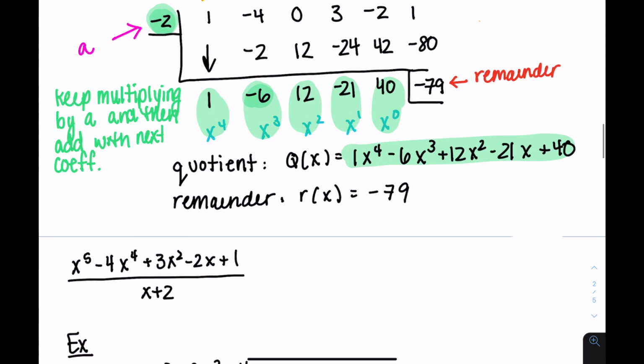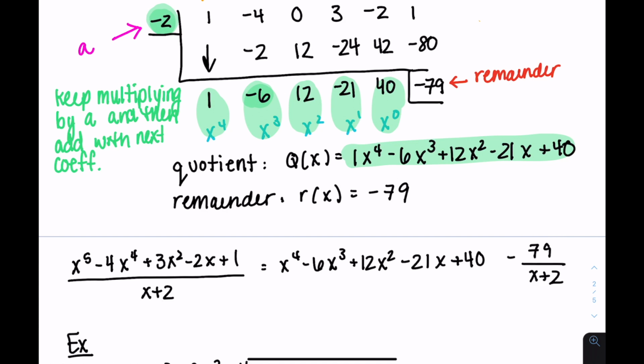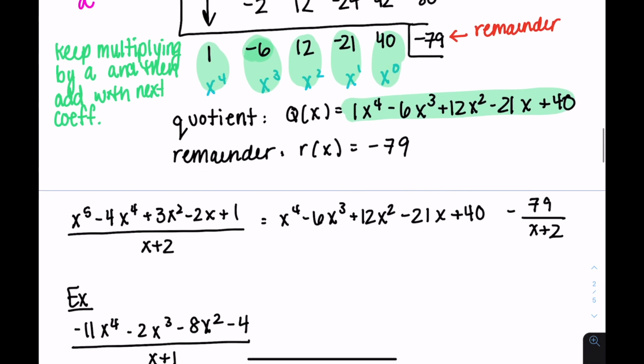So now we can rewrite this. Our original division we could write as our quotient plus our remainder over the divisor. Or you could multiply by the divisor and you get another way to express that.